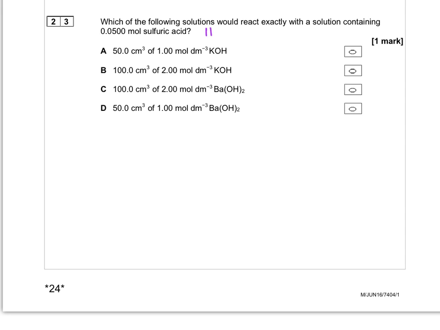You've got to know the formula for sulfuric acid, and you've also got to know that when an acid reacts with a base, 1 mole of this reacts with 1 mole of this to form 1 mole of water. So for the hydrogen ions, every time one of these goes into water, it's going to make 2 hydrogen ions. So we've got that as being our number of moles of hydrogen ions.